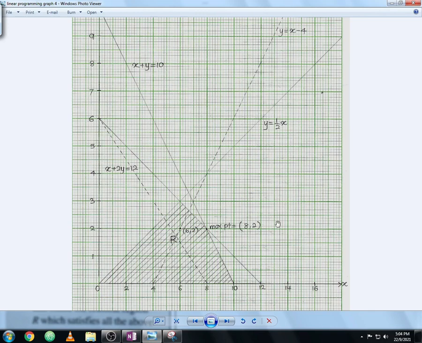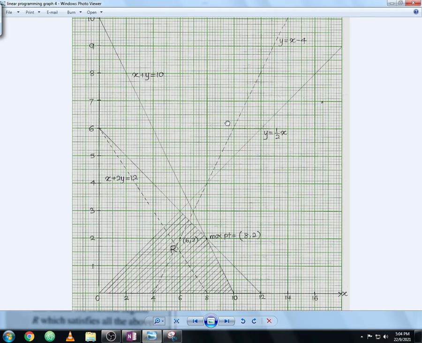Let us proceed to the third constraint, y equals 1 over 2x. For this, you can choose any 2 points. These are the 2 points that I choose. You can choose the origin, and the second point I choose is the coordinate (2, 1). You choose those 2 points and plot the graph of y equals 1 over 2x. That is how the third constraint graph is formed.